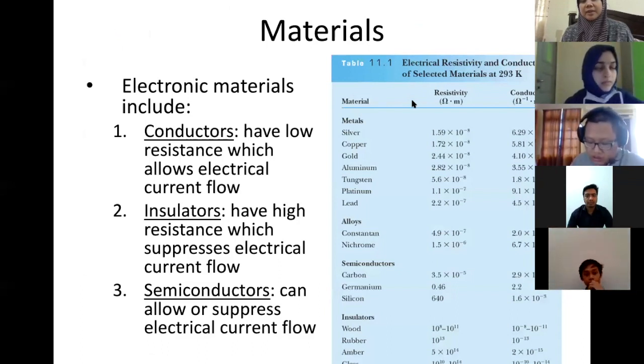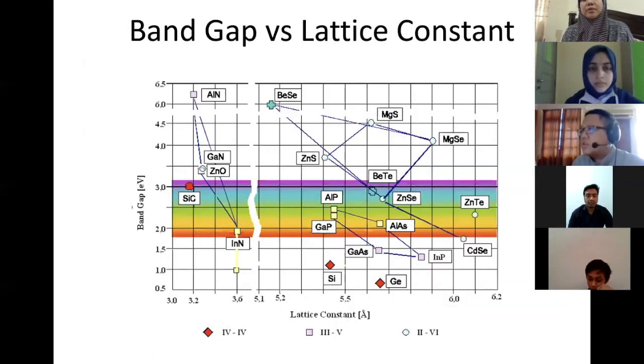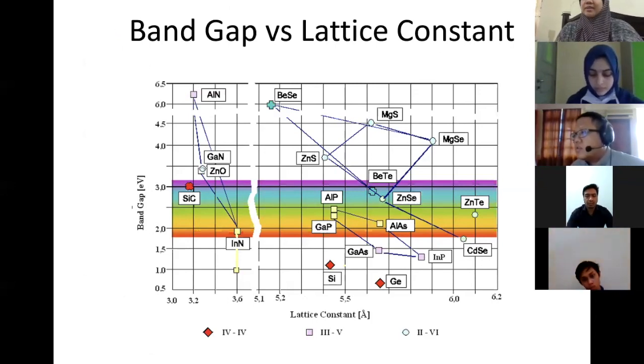So we have different types of material: conductor, insulator, and semiconductor. You should know the difference between them and also how the band gap looks like. And this is a very important graph of band gap versus lattice constant. You have the band gap on the y-axis and lattice constant on the x. This maps what materials you can use to make sure that they are lattice matched, so that you don't have defects. So this is very important. This normally always comes in the final exam also.